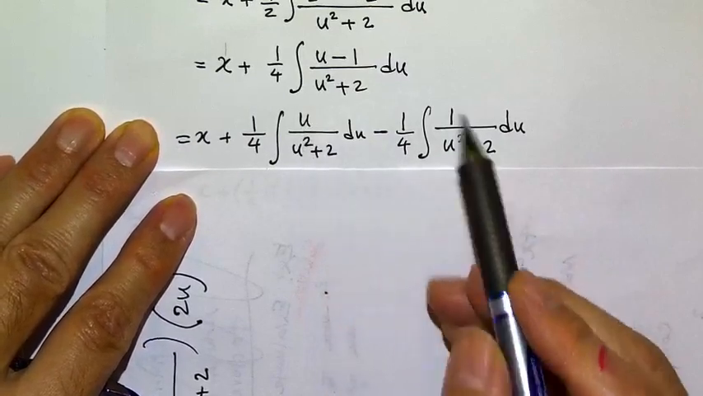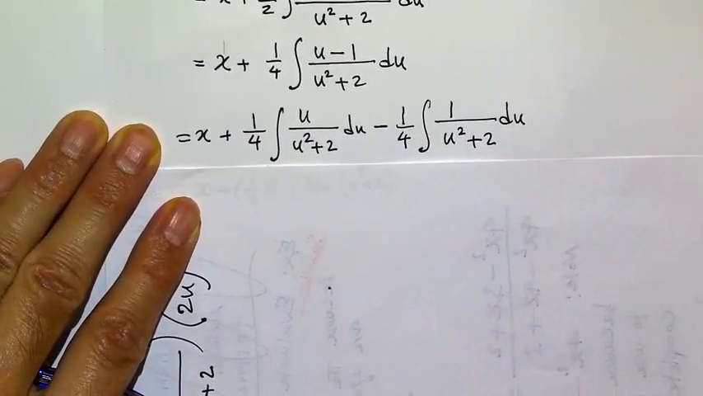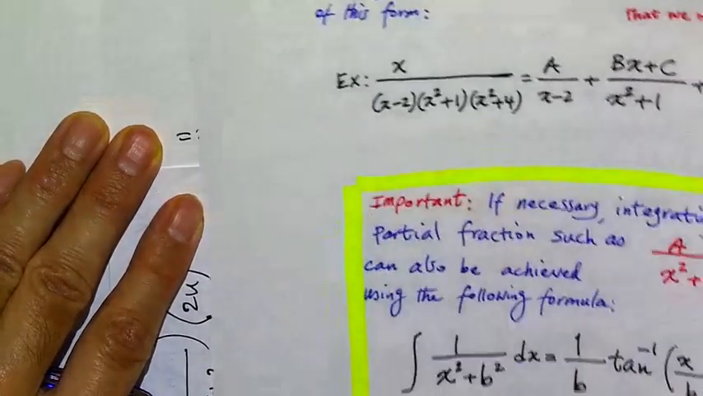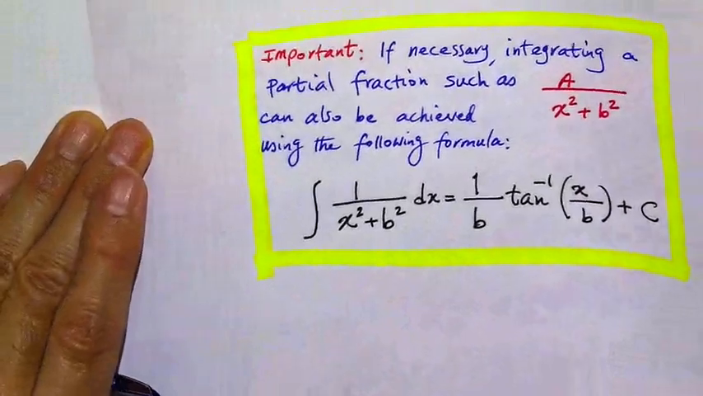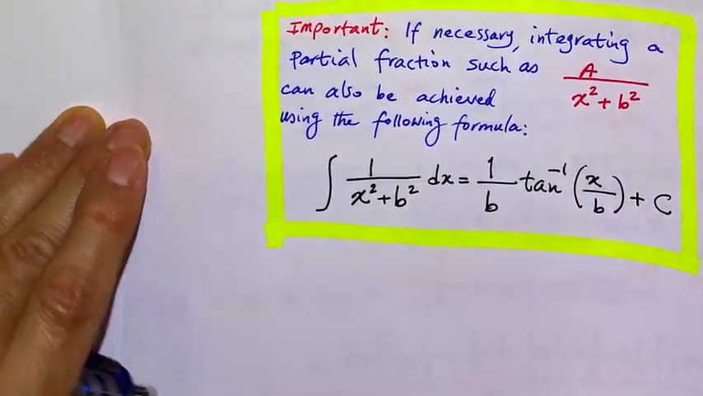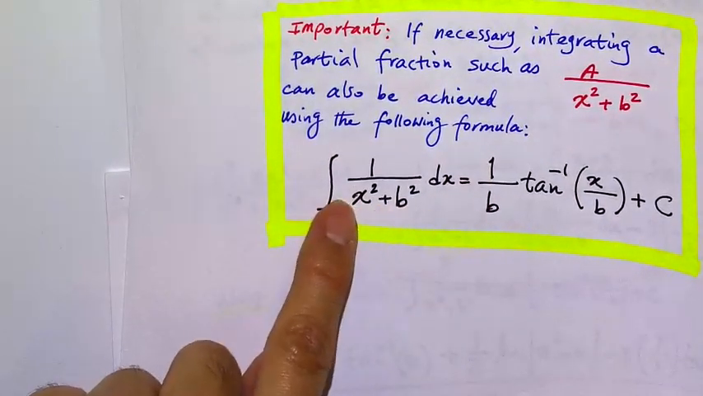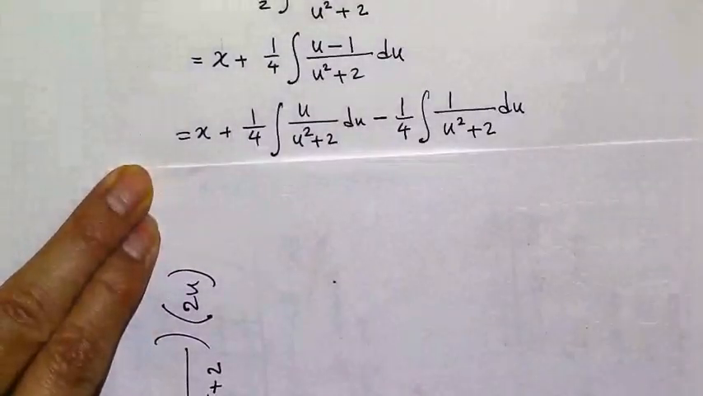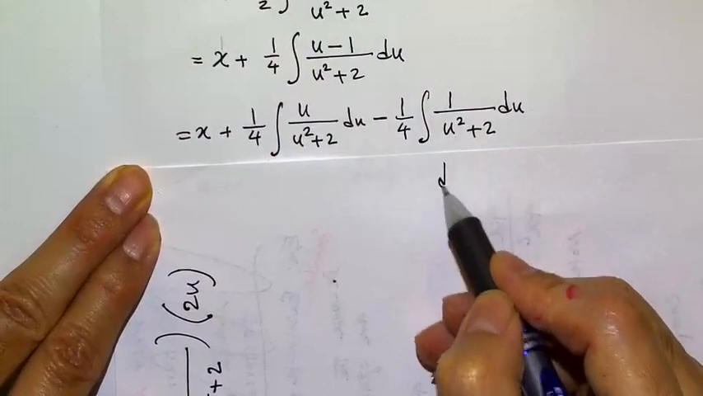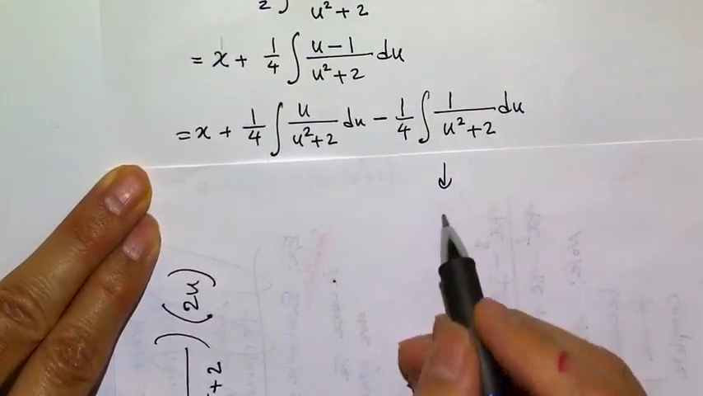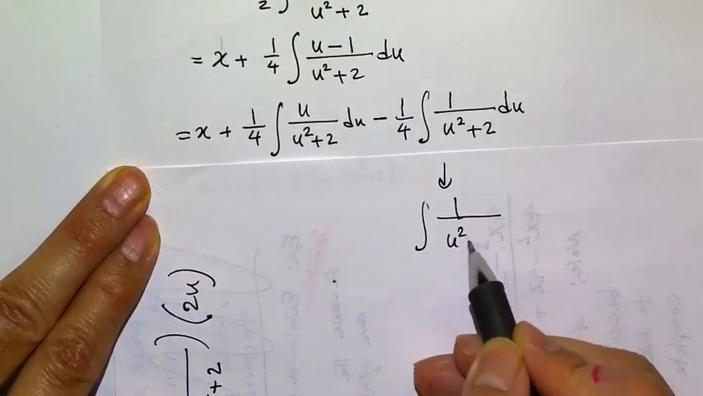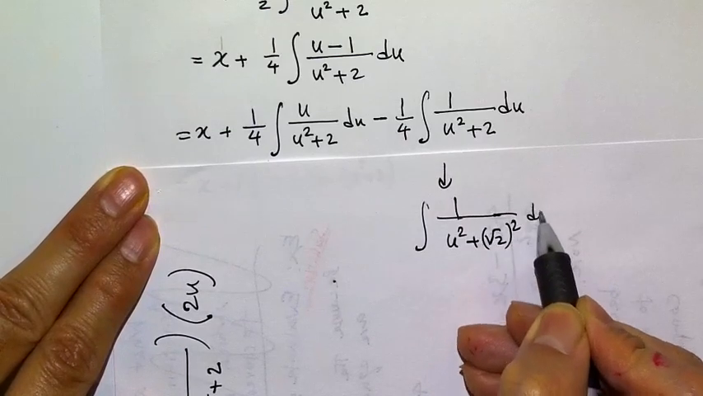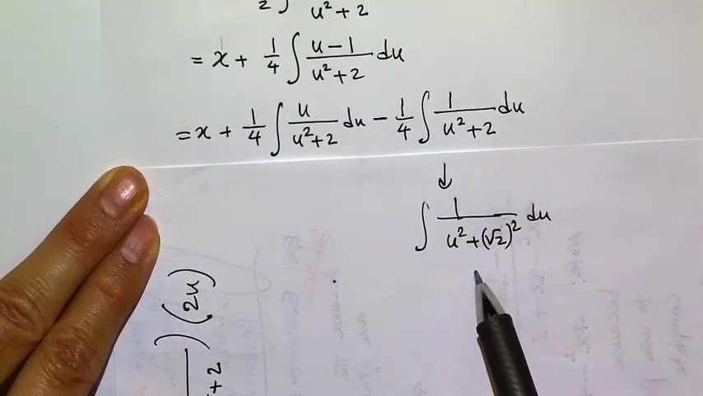So this was u, this has 1 as the numerator. Let me bring back this formula. We're going to apply that one again, this formula, because of the 1 we have. And we can write 2 as the square root of 2 squared. So that'll be a lot easier. So applying that, in this case, integral of 1 over u squared plus square root of 2 squared du, right? I just rewrote that as that.